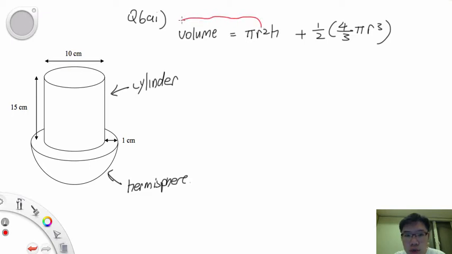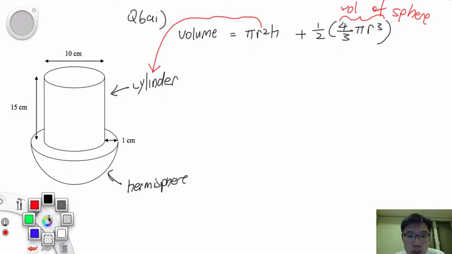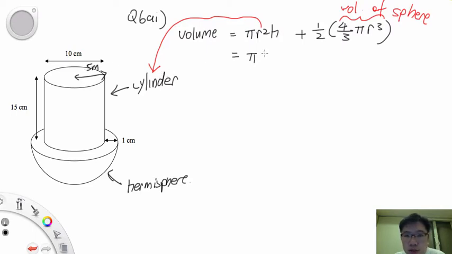Pi r square h is the volume of the cylinder, and this is the volume of a sphere. Now all you need to do is substitute in the radius. For the cylinder, the radius is 5 meter. The height for this case is 15, which is given from the question.